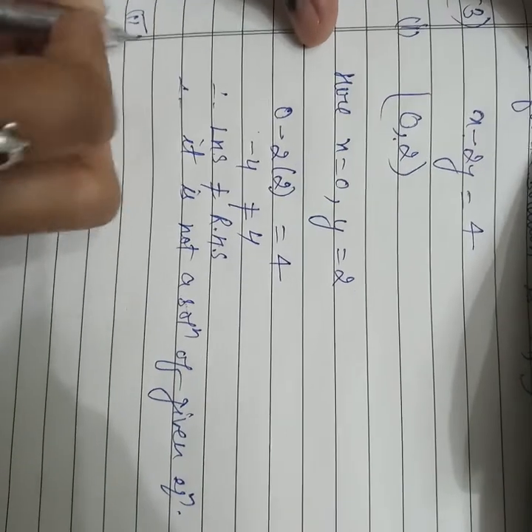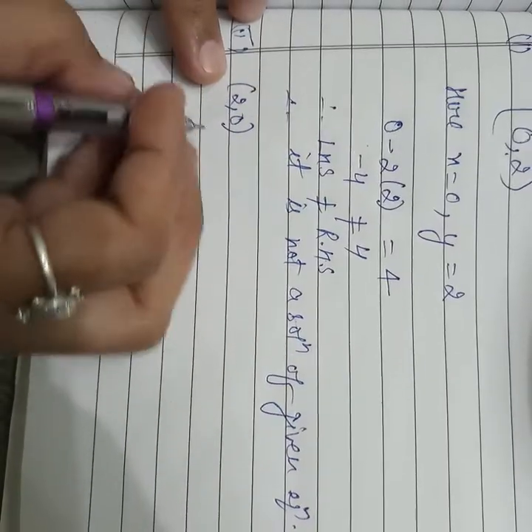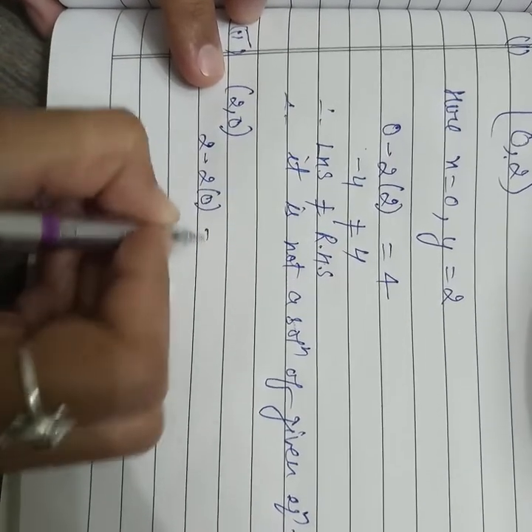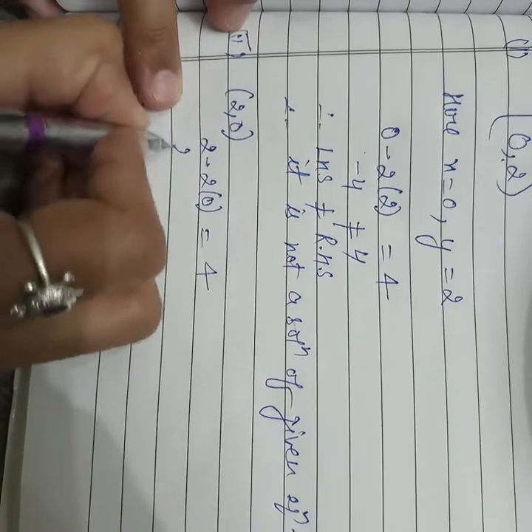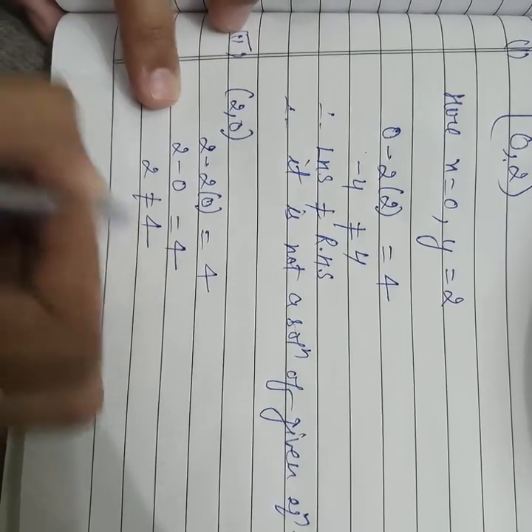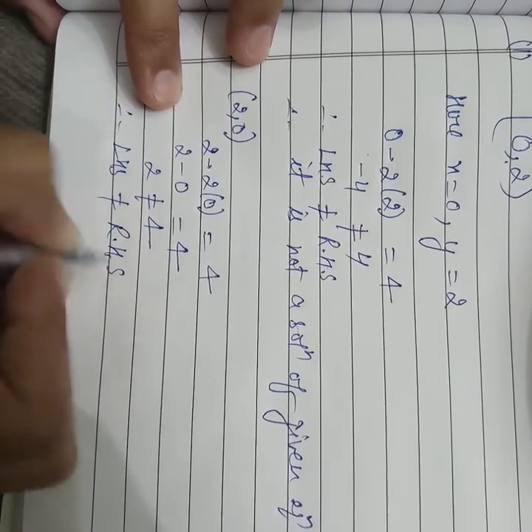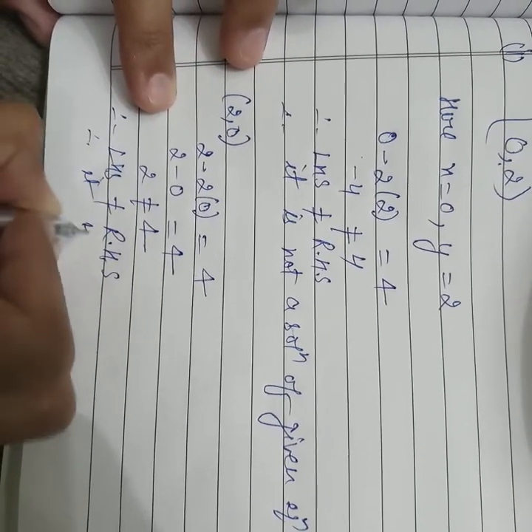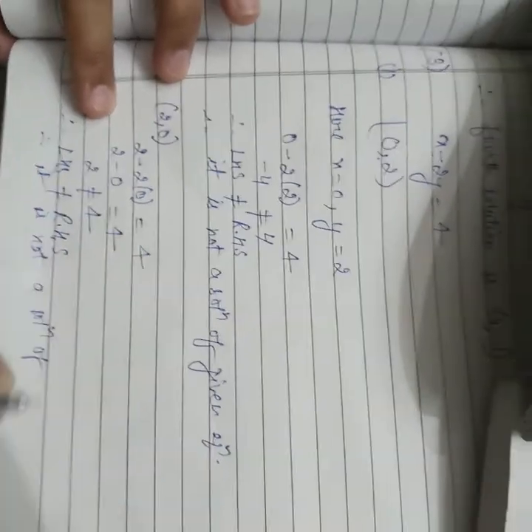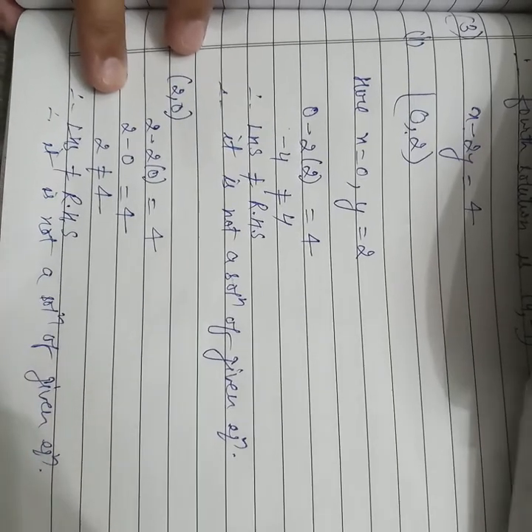Now the second part is (2, 0). We put x equal to 2 and y equal to 0 in the equation, and the given value is 4. 2 minus 0 equals 4, but 2 is not equal to 4. Therefore the left hand side is not equal to the right hand side, so it is not a solution of the given equation.